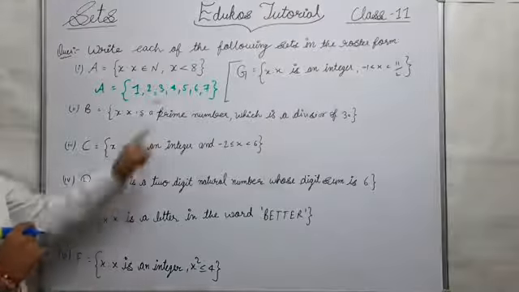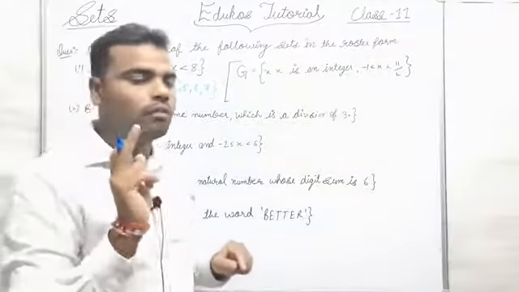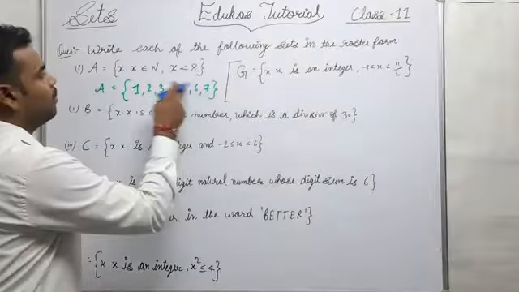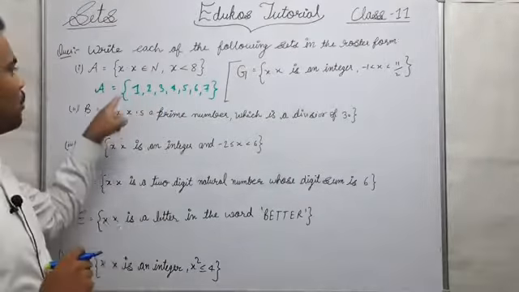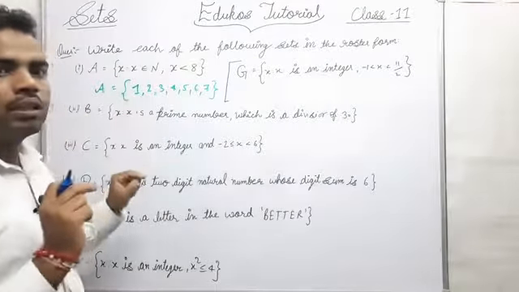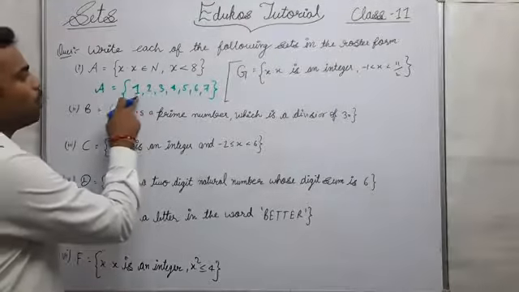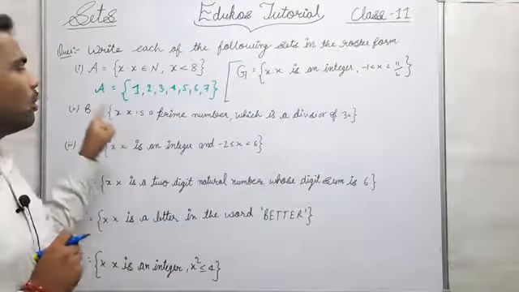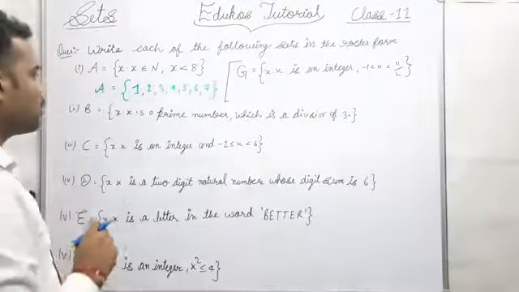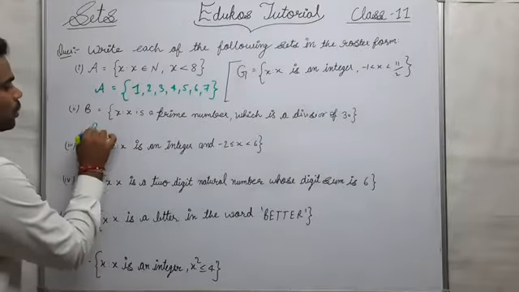Okay, because it is less than 8 and not equal to 8, so 8 will not be an element of this set, and natural numbers start from 1. Okay, so now the numbers from 1 to 7 are the elements of this set. Okay, now move to the next question.